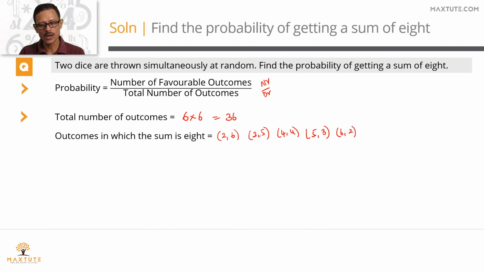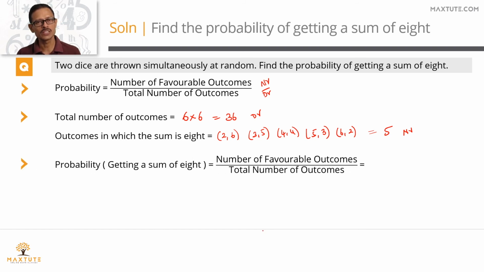So how many do we have? 1, 2, 3, 4, 5. So the number of outcomes in which the sum is an 8 is equal to 5. This is the favorable case, the numerator. This is the total number of outcomes, which is the denominator. So required probability is favorable outcomes divided by total number of outcomes. So the probability of getting a sum of 8 is equal to 5 upon 36.